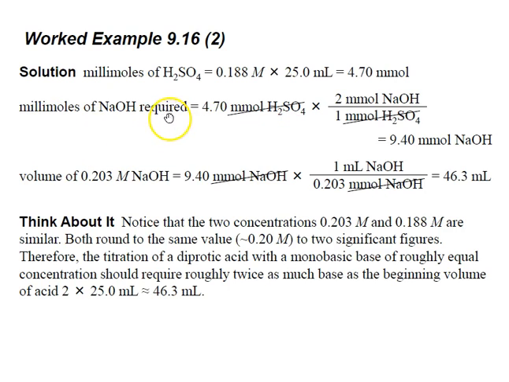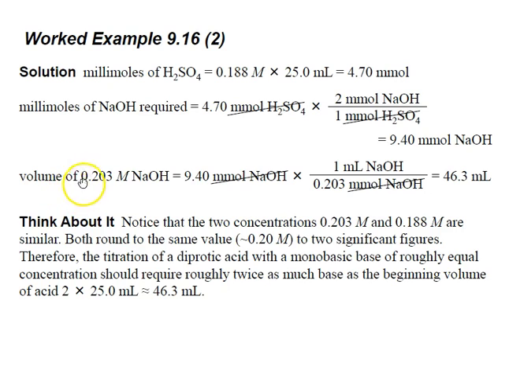The millimoles of sodium hydroxide that are required, we'll take our 4.70, and then we use our coefficients. It's not 1-to-1 in this balanced reaction. So we get 2 millimoles of sodium hydroxide over 1 millimole of sulfuric acid. Millimoles of sulfuric acid cancel, so we just double this value to 9.4 for our sodium hydroxide.